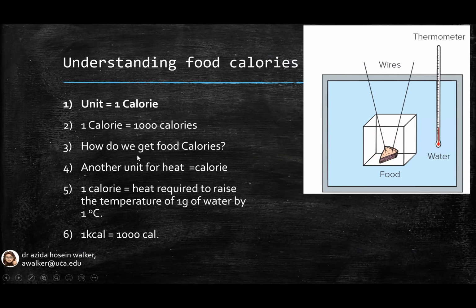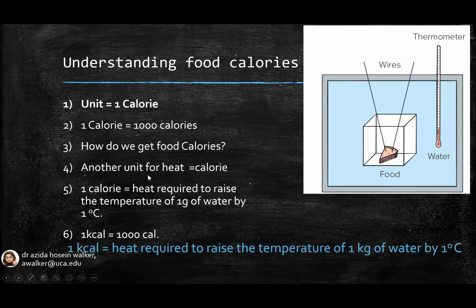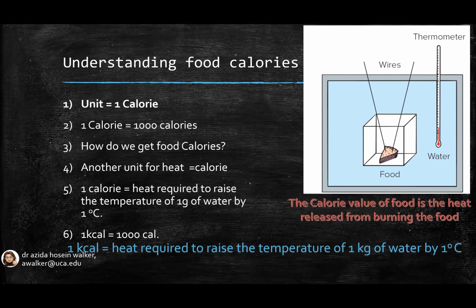And we get food calories by burning the food and looking at the heat that's released when that food is burned. So that's how we get food calories. If you take a package of Oreos or a package of Cheetos and turn to the back, you would see the number of uppercase C Calories in each serving of that food.